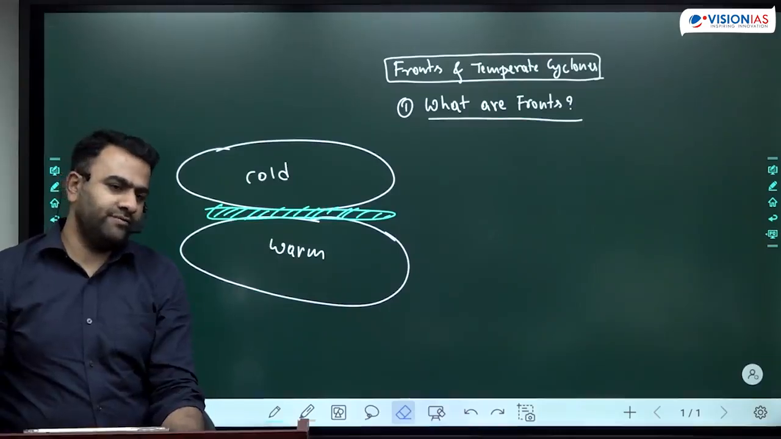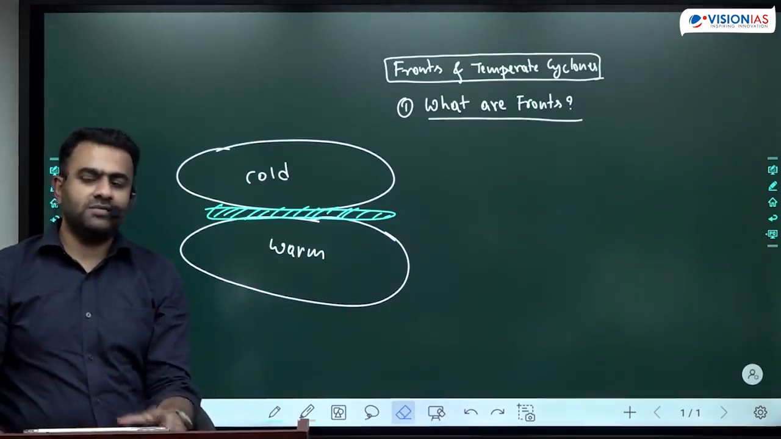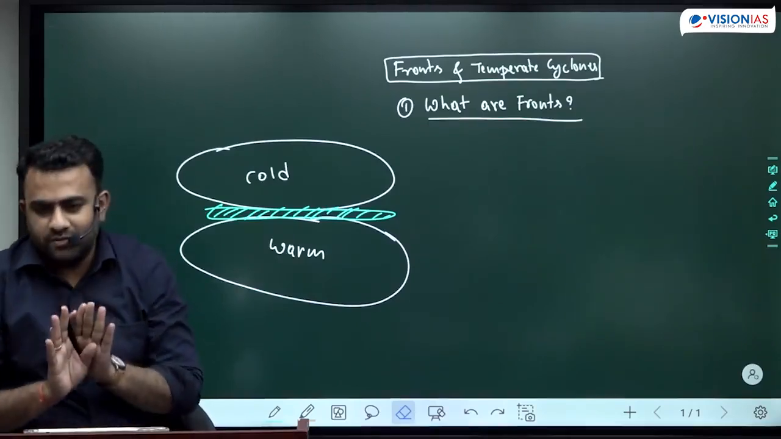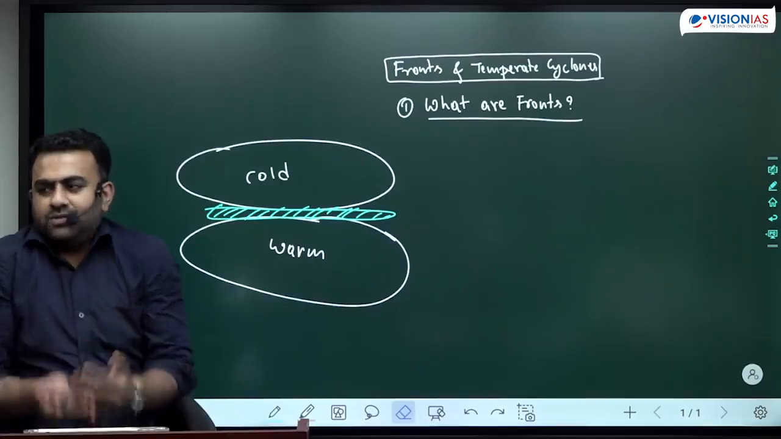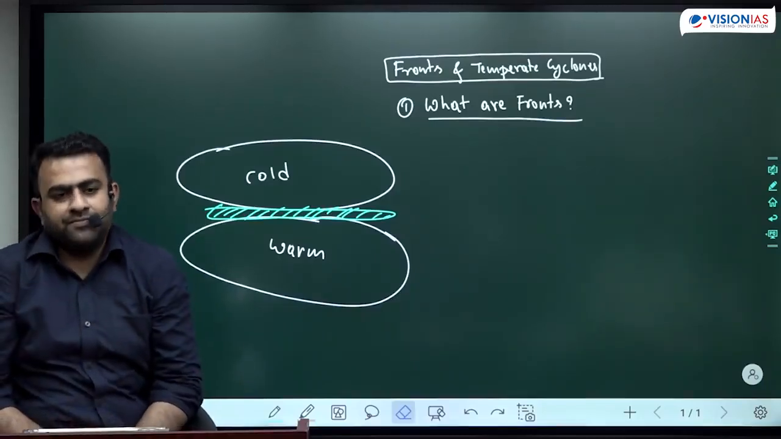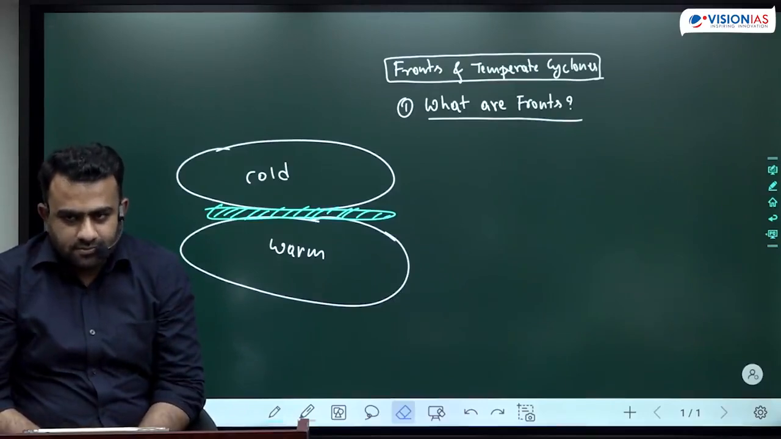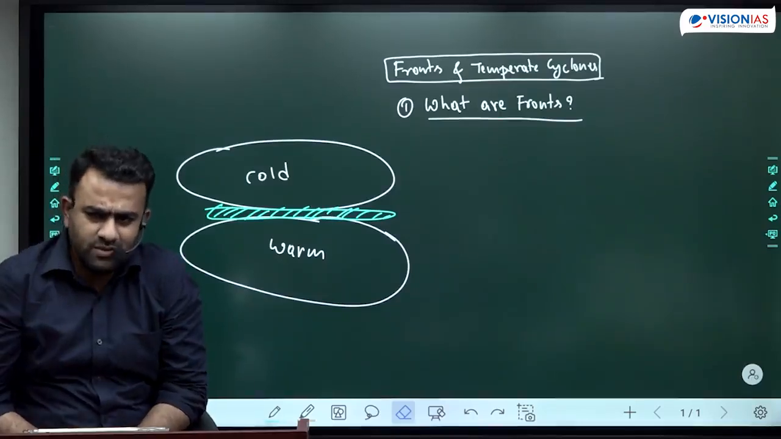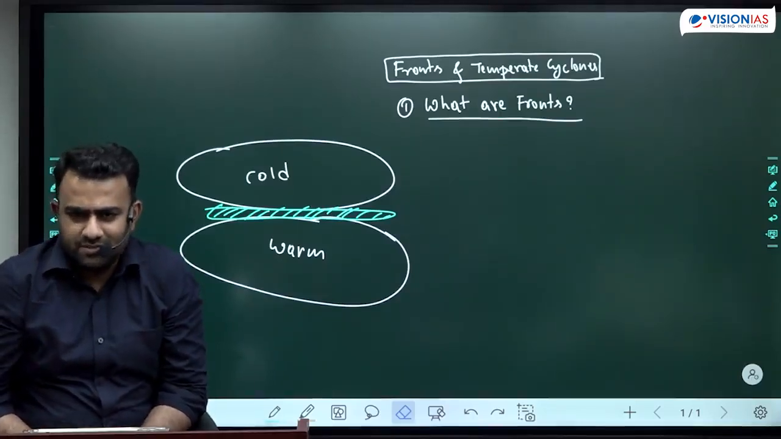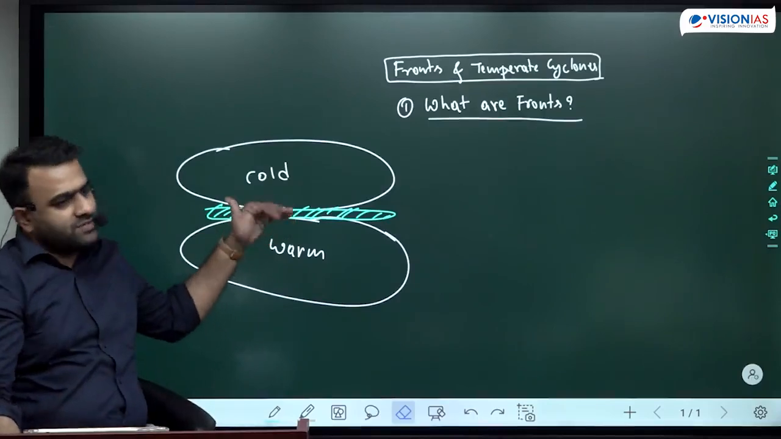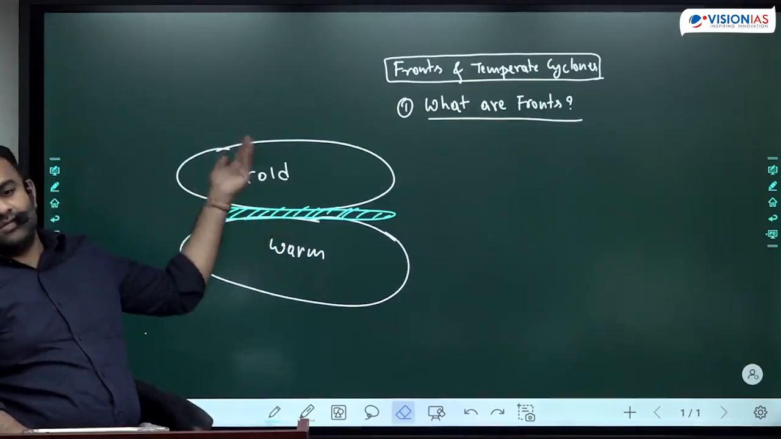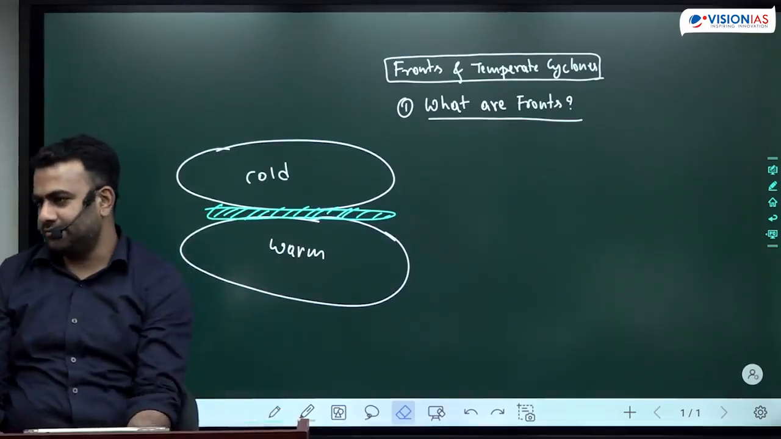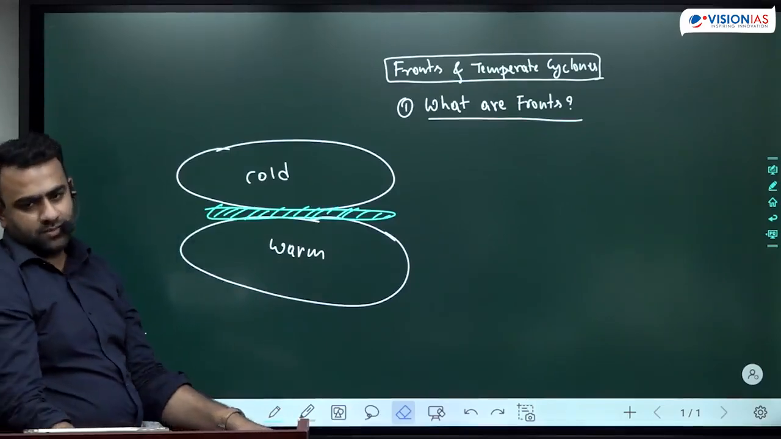So what happens along the front? Along the front, air masses tend to push each other. A warm air mass will try to push the cold air mass backwards, and the cold air mass will try to push the warm air mass backwards. Fine? They don't mix up. That is what is happening in the front. Front is a zone where there is a transition. If you are standing in the front, on this side there is a warm air mass, on another side there is a cold air mass. Very clearly, stark nature you can observe. That is the region of front. Transition zone.